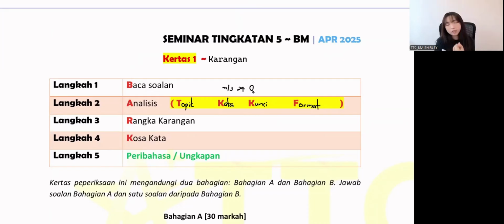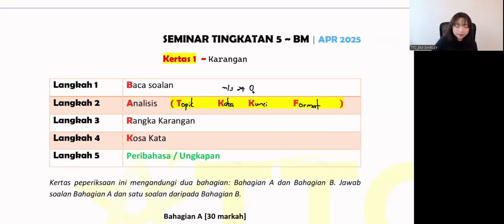Sebab, the synonym is what? Punca, faktor. Then cara, the synonym is what? Usaha, then after that we have tindakan, and then we also have langkah, all of this. Then, let's say kebaikan, kesan positif, kemaslahatan, and then manfaat, faedah. So this is all the kata kunci.